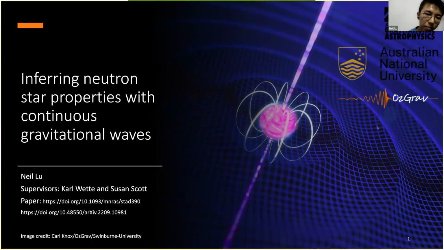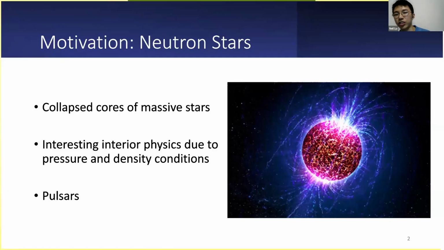Hi everyone, my talk is about inferring neutron star properties with continuous gravitational waves. This is some work I did supervised by Karl Wette and Susan Scott from the Australian National University. I put links there to our paper and to the arXiv preprint. But going straight into it, what are we interested in? What is the scientific motivation?